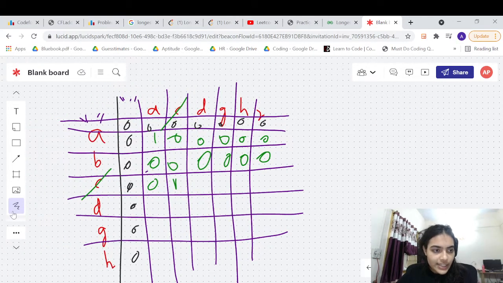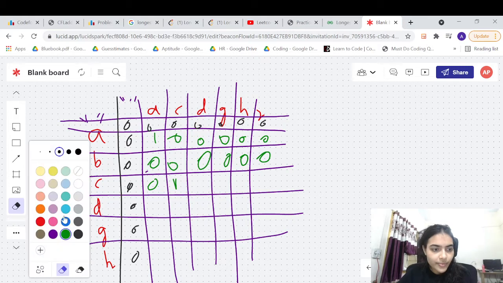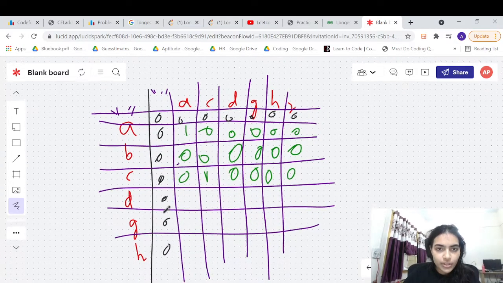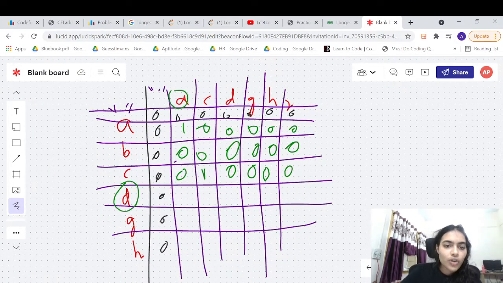So in the next case, let me just erase this. Okay. So in the next case, we have C and D. So C and D are again not matching, so you can put 0. Whenever characters are not matching, you can just put 0. Now in the next case, D and A is not matching, so again 0. D and D are matching.